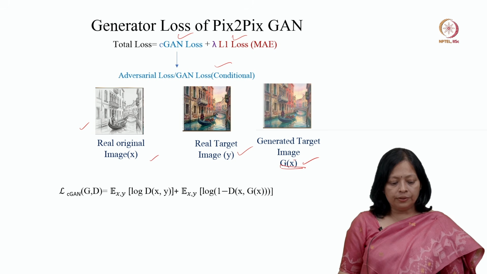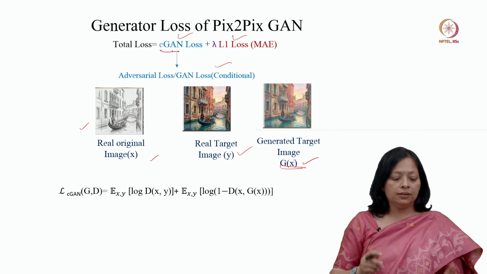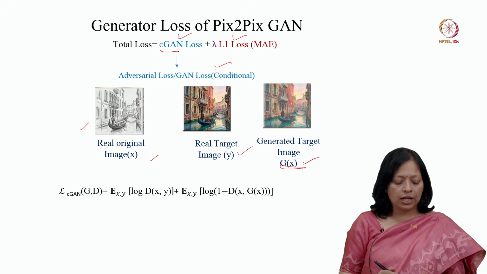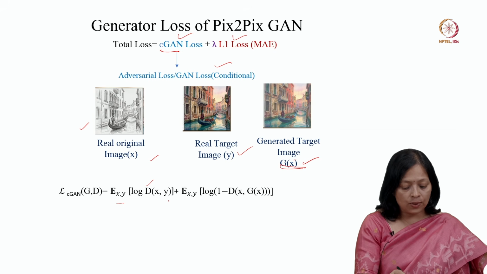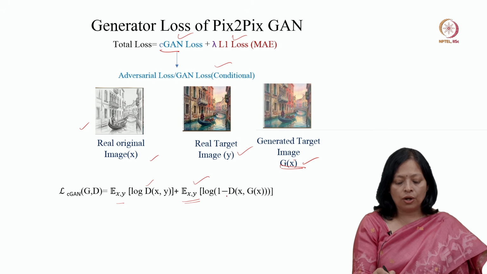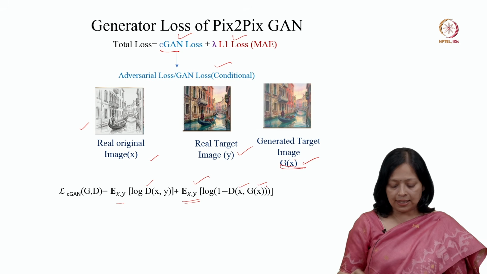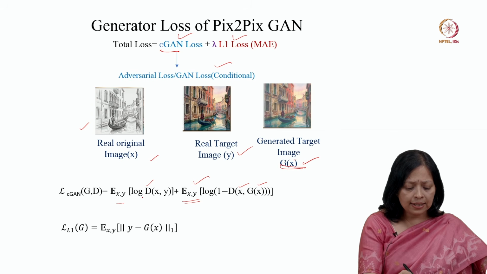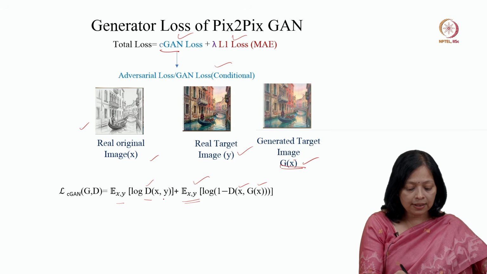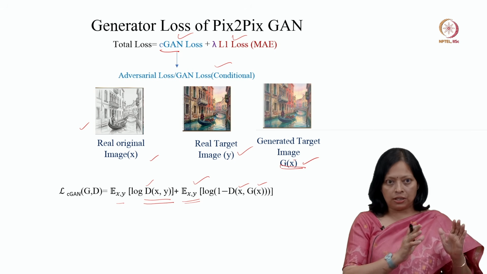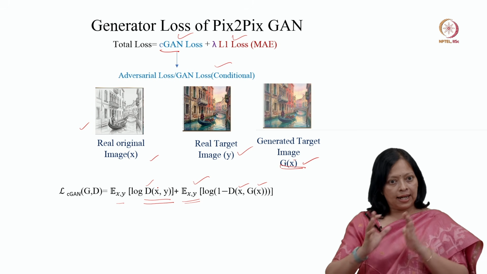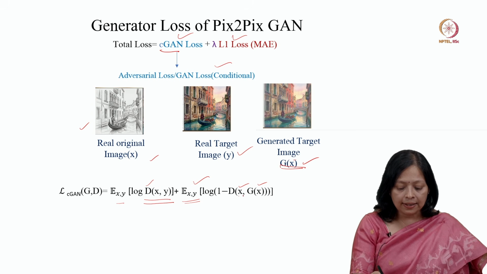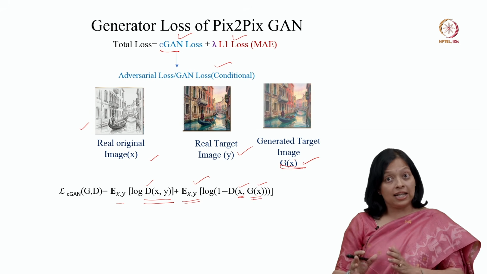Okay. Now, what is the mathematical form for the CGAN loss or the conditional GAN loss? Conditional GAN loss is written as the expectation over x, y of log D(x, y) plus the expectation over x, y of log(1 minus D(x, G(x))). So, what exactly are they? We all know this is the probability score given by the discriminator for the real pair of images, the original and the target image, whereas this is the real image and the generated target image. Okay.